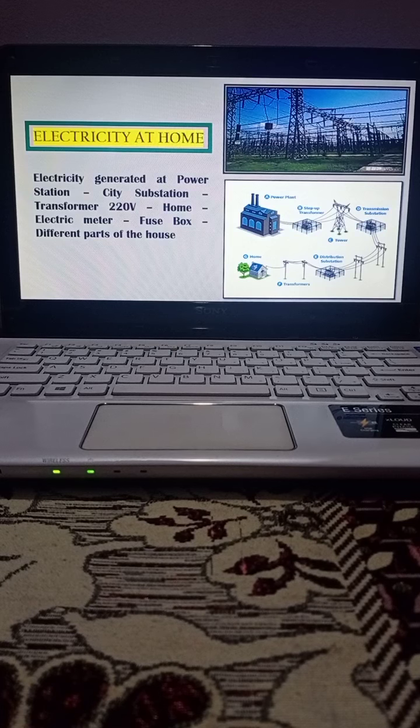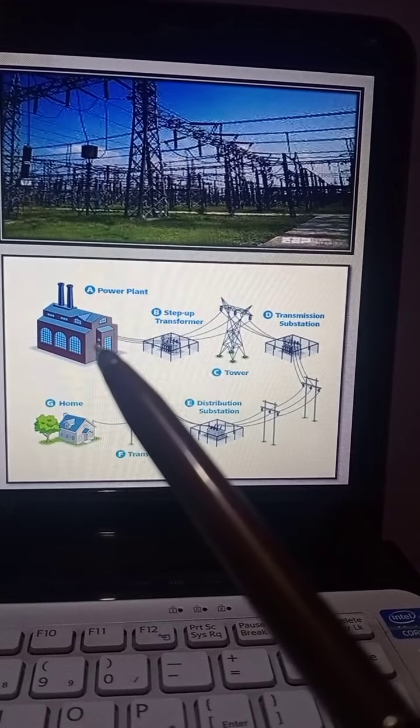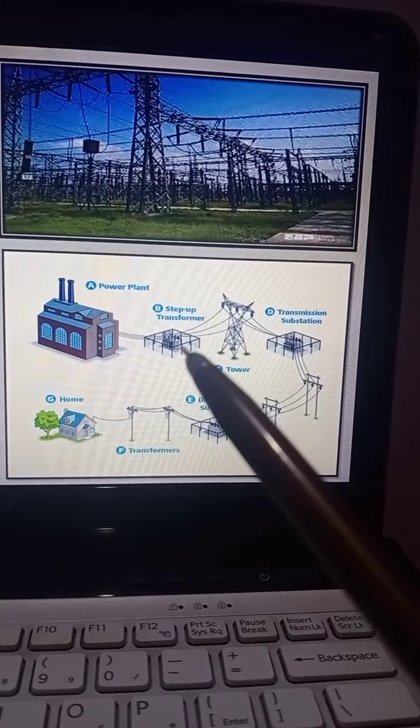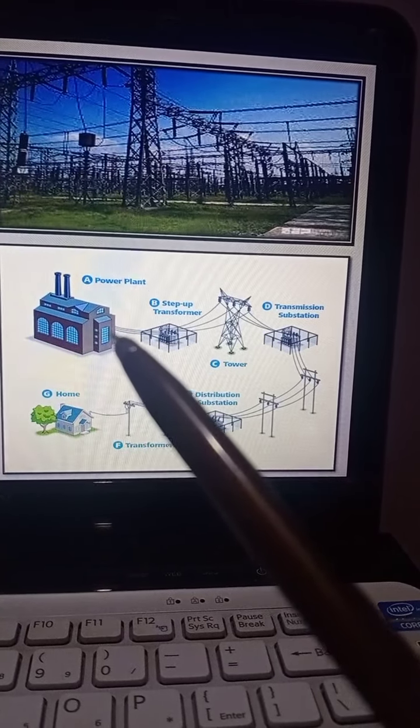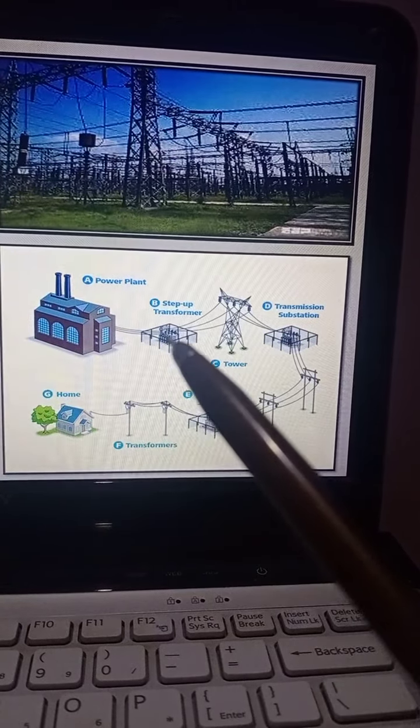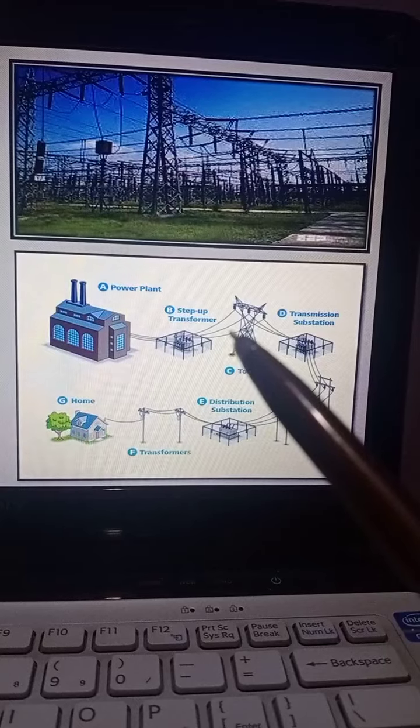So here you can see the diagram, a block diagram, of how electricity reaches our home from the power station. Electricity is generated at the power station, then it goes to the step up transformer. Whatever electricity was generated, with the help of the step up transformer that voltage is increased for transmission because it has to be transmitted over a long distance.